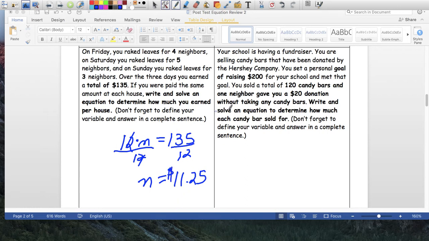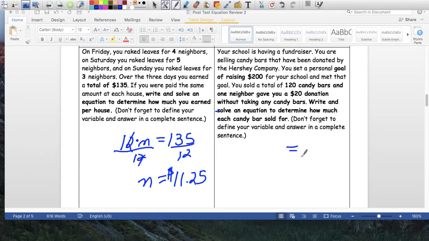That was simple enough. Your school's having a fundraiser. You're selling chocolate candies. You want to raise $200. You sold 120 candies, and one neighbor gave you a $20 donation without taking any candy bars. Write and solve an equation to determine how much each candy bar sold for.